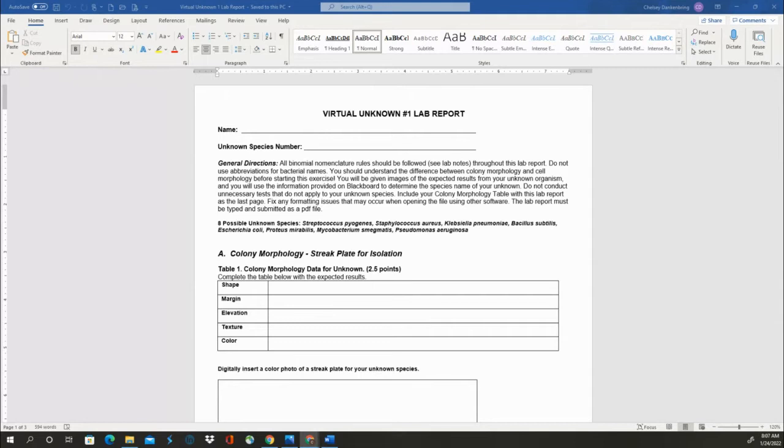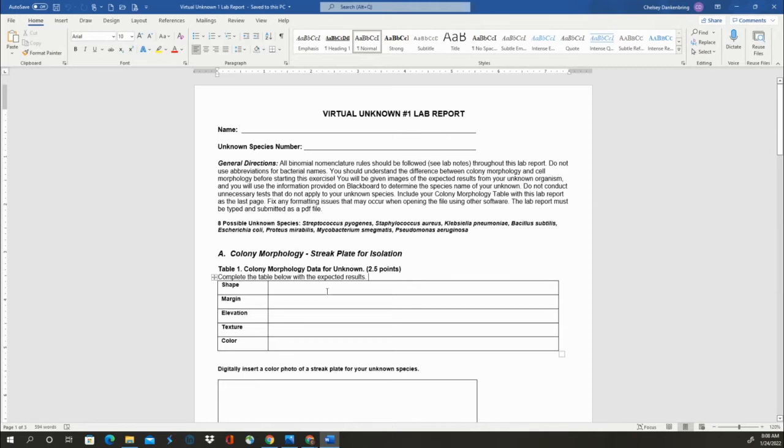Because remember, we're doing this virtually. So normally if we were in person, you would be doing the streak plate, you would be doing the gram stain, and you would be getting this data yourself. But since we're virtual, I am essentially giving you your data, okay? So the 8 possible species that you might have are listed right here on the document, and you're trying to figure out which one you have.